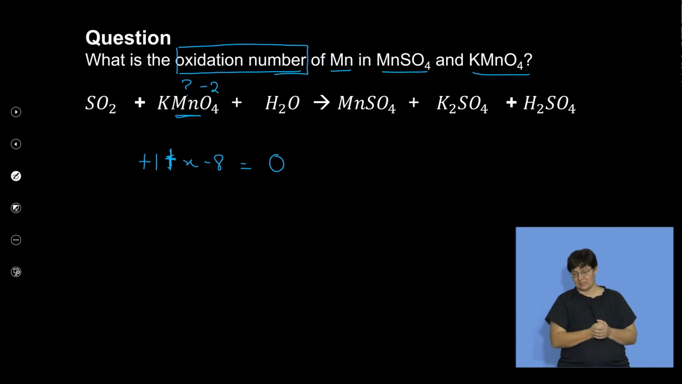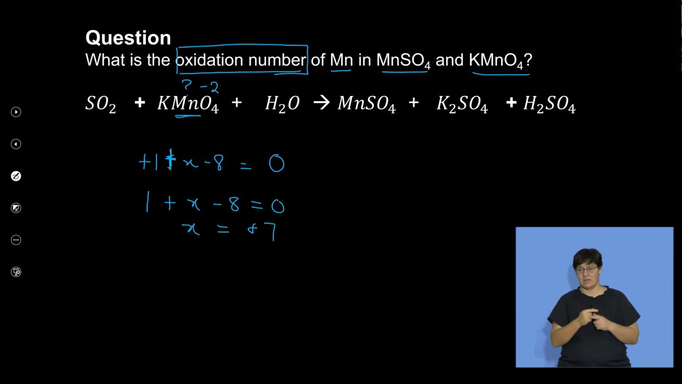So if that's the case, it means this X is actually plus 7. Where is the 7 coming from? If we say 1 plus X minus 8 is equal to 0, you'll get X is equal to plus 7. So in potassium permanganate, the oxidation number of manganese is plus 7.